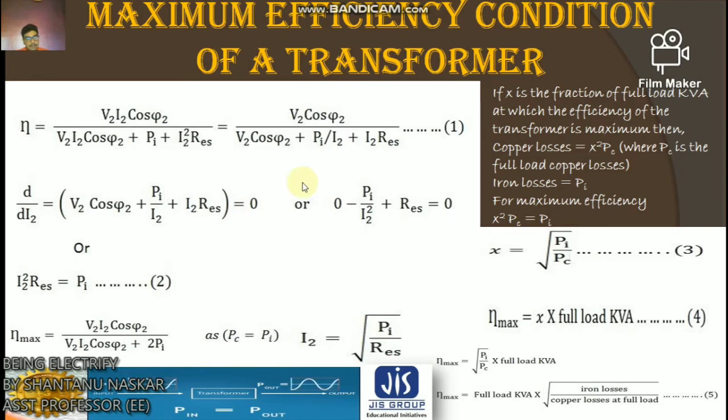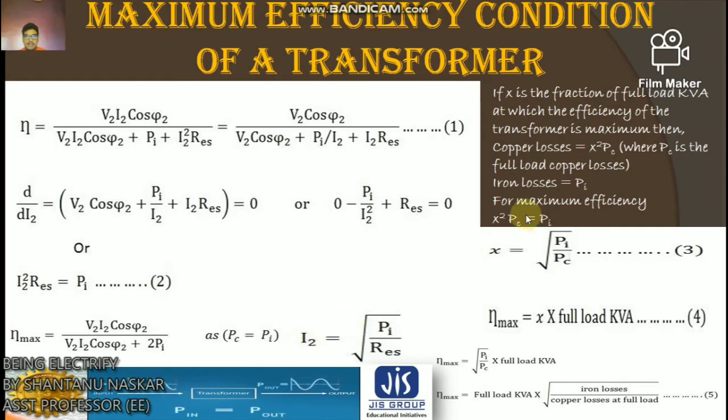Now this maximum efficiency condition is equal to V2I2 cos phi 2 divided by V2I2 cos phi 2 plus 2 Pi, because now copper loss equals iron loss. So from this equation 2, the value of output current I2 at which the transformer efficiency will be maximum is given by I2 equals root over Pi by R2.